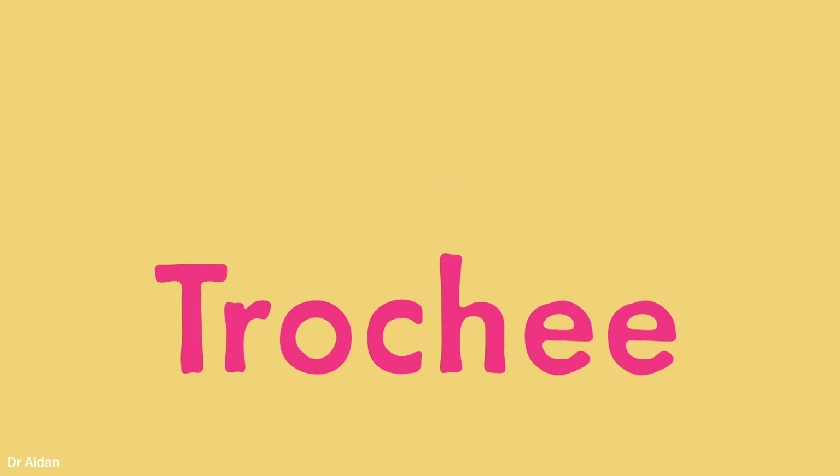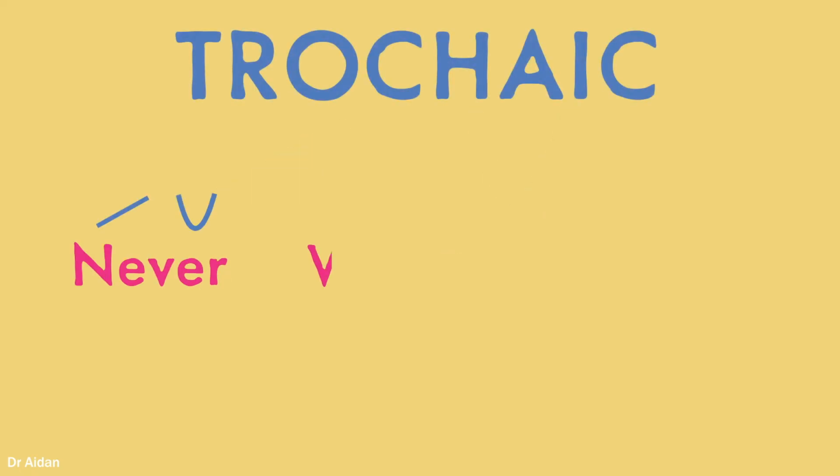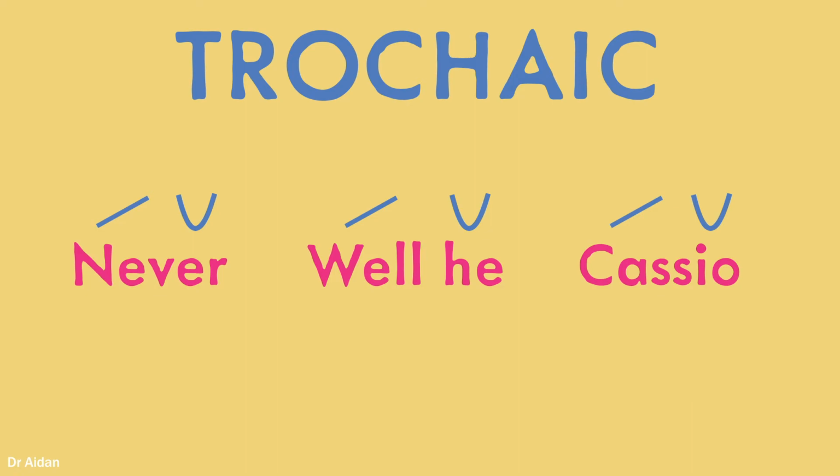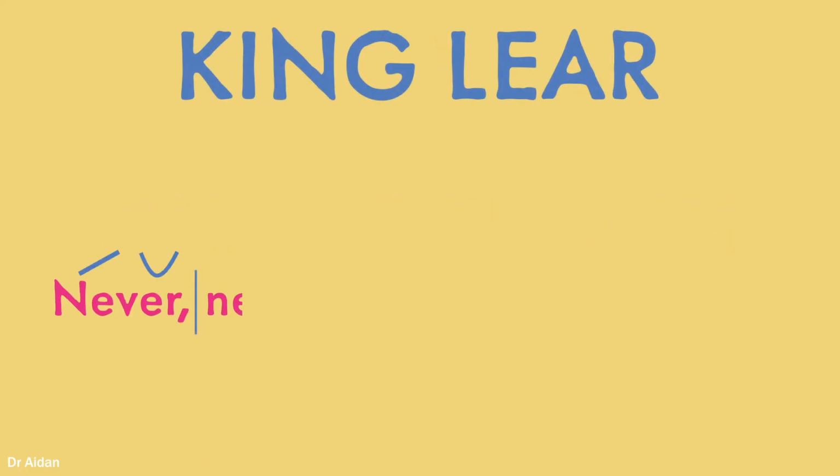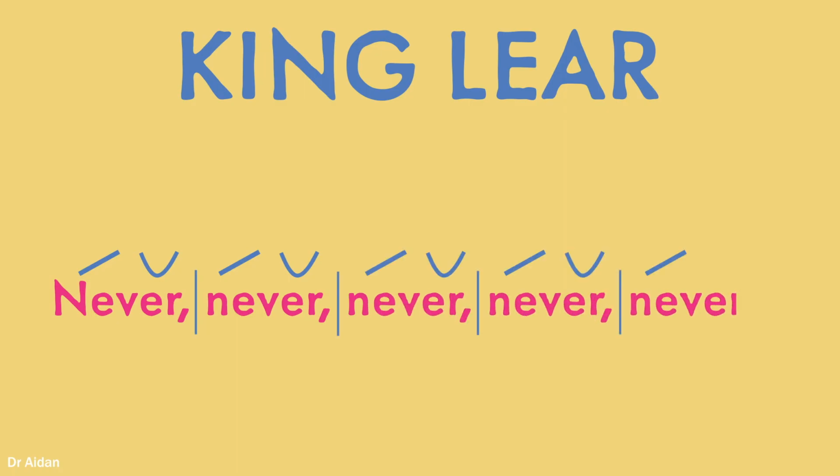A trochee is the opposite of an iamb, quite simply. With a trochee, more stress falls on the first syllable and less on the second. Examples might be never, well he, Cassio. To select an extreme example of a completely trochaic line, here is one from King Lear. Never, never, never, never, never.